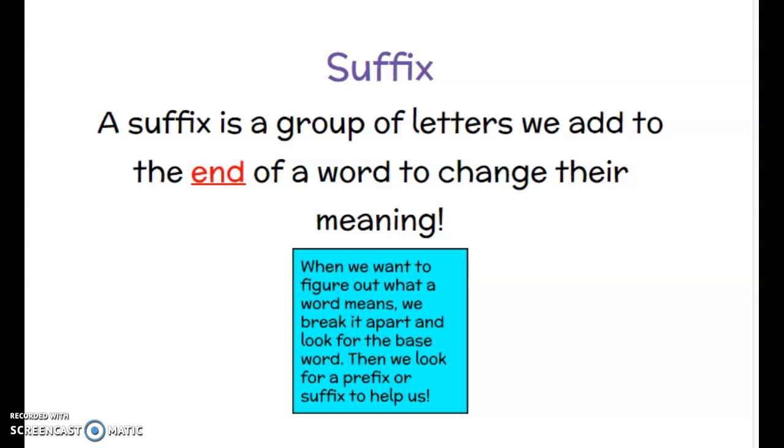Yesterday we started talking about suffixes. A suffix is a group of letters we add to the end of a word to change its meaning. Now, again, this is the opposite of a prefix. A prefix is at the beginning of a word, and a suffix happens at the end of a word.